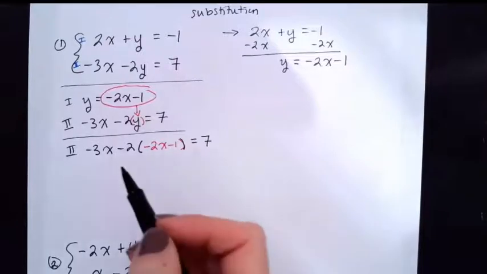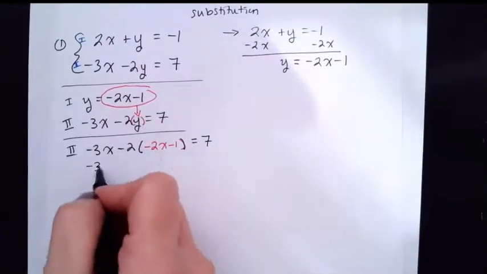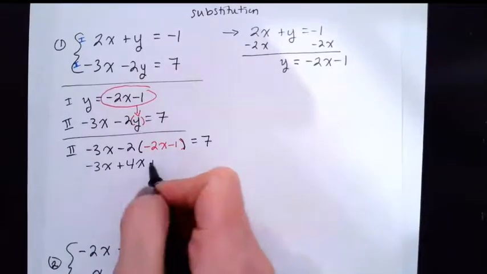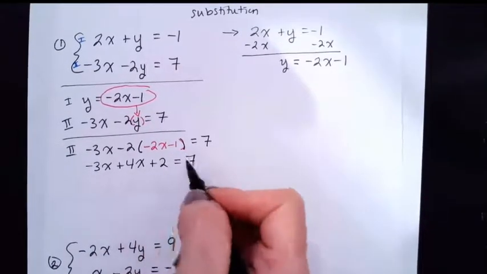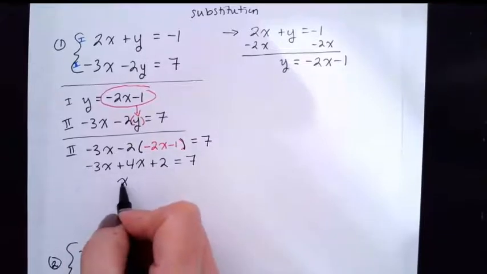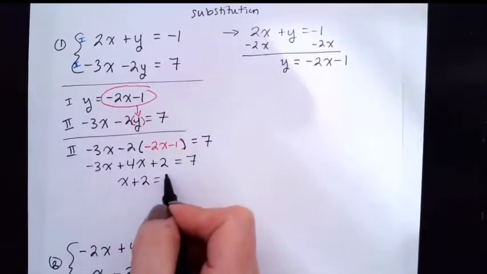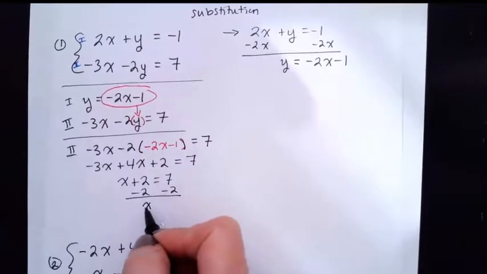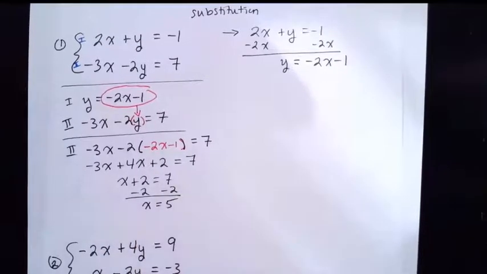So I'll solve that equation for x: distribute that negative 2, combine like terms that are on the same side, and then subtract 2 in this case to isolate x. So I have an x value of 5.